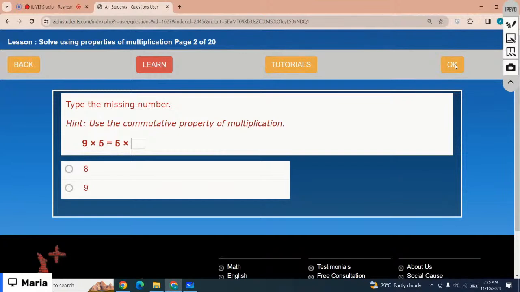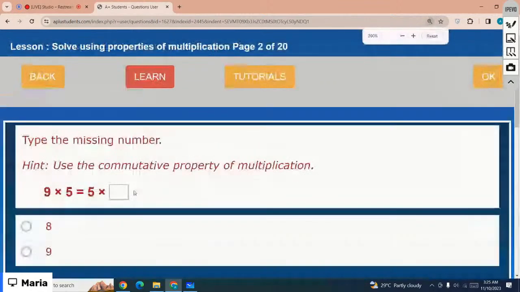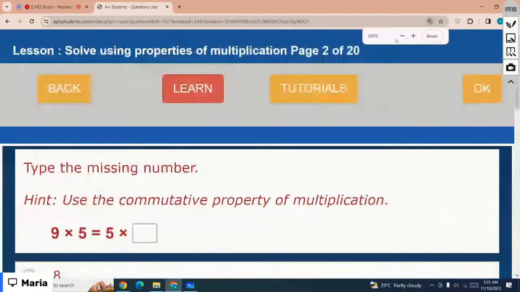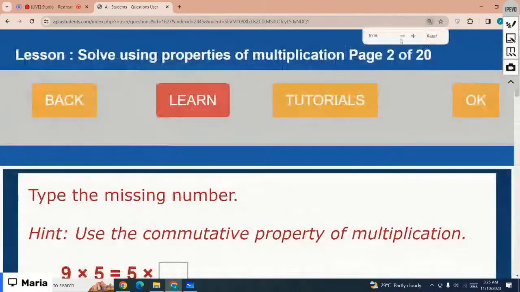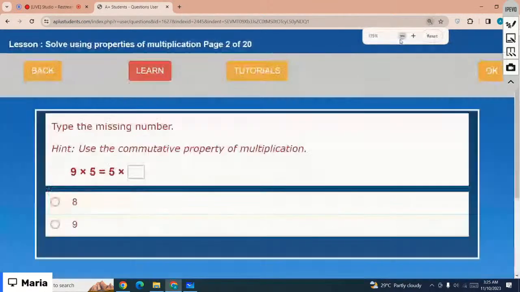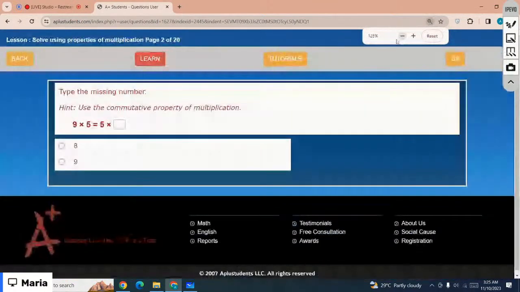Yes, 5 times 9 equals 9 times 5, right? On both sides, the number must be the same. So the number is 5 times 9. That is the commutative property. The numbers on both sides must be the same. So the missing number is 9.